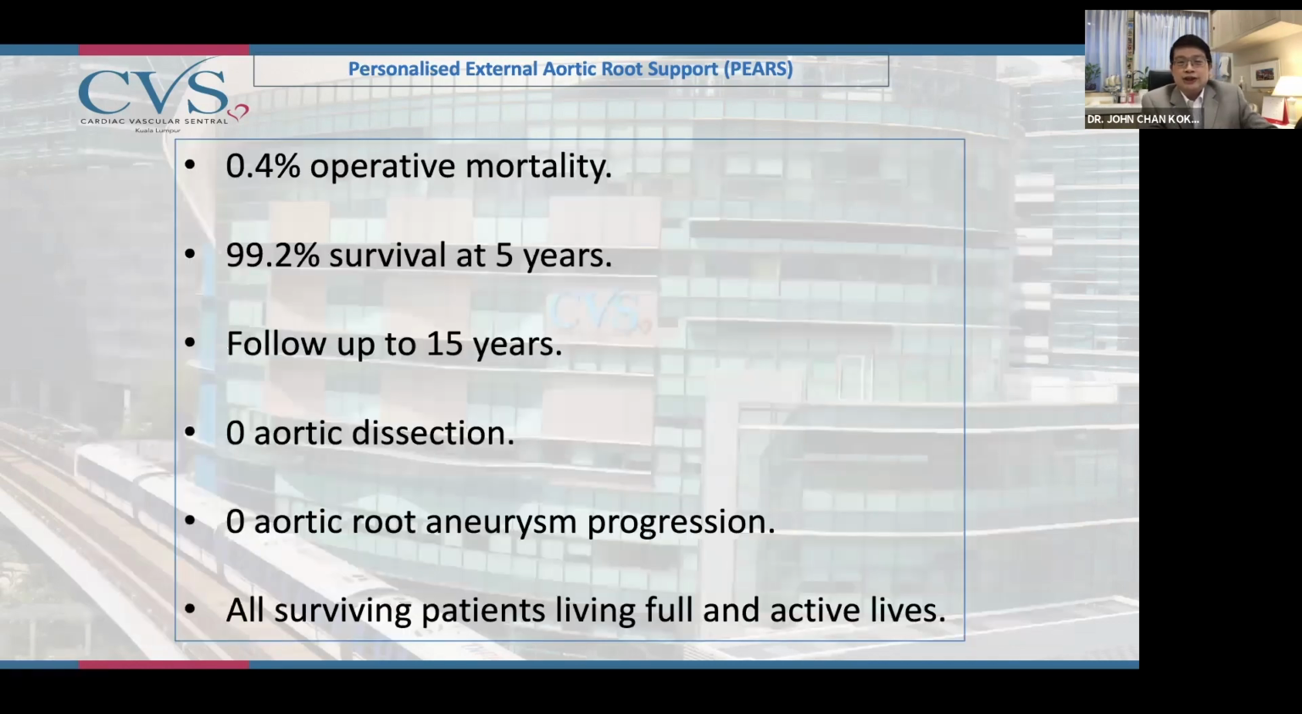The operative mortality is very low for this procedure, less than 1%, 0.4%. Survival at 5 years is more than 99%. Follow-up now extends to 15 years. In all the patients who have been treated, none have had an aortic dissection, and none have shown any progression in the size of the aortic root. And all surviving patients are living a full and active life.